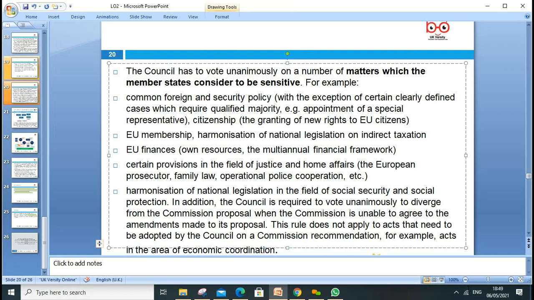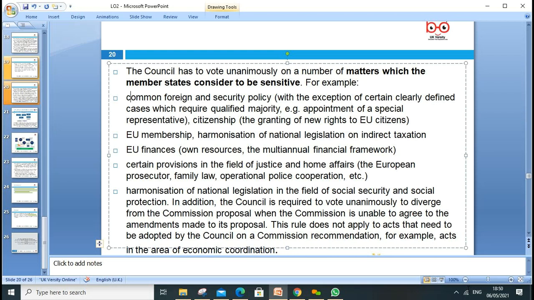Okay, so there is no legal effect on the political instrument intended to facilitate decision making. That's the purpose of it. Okay, so the council has to vote unanimously on a number of matters which member states consider to be sensitive, for example, the common foreign and security policy. Yes, the other cases are required to be by qualified majority.